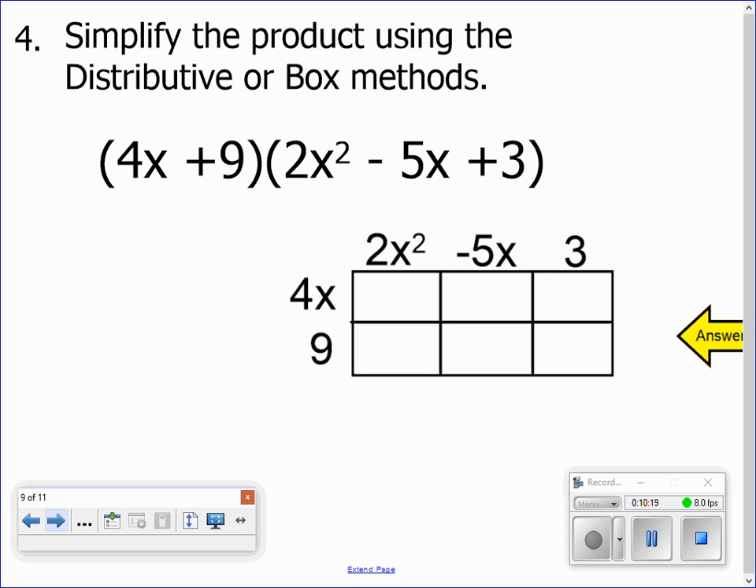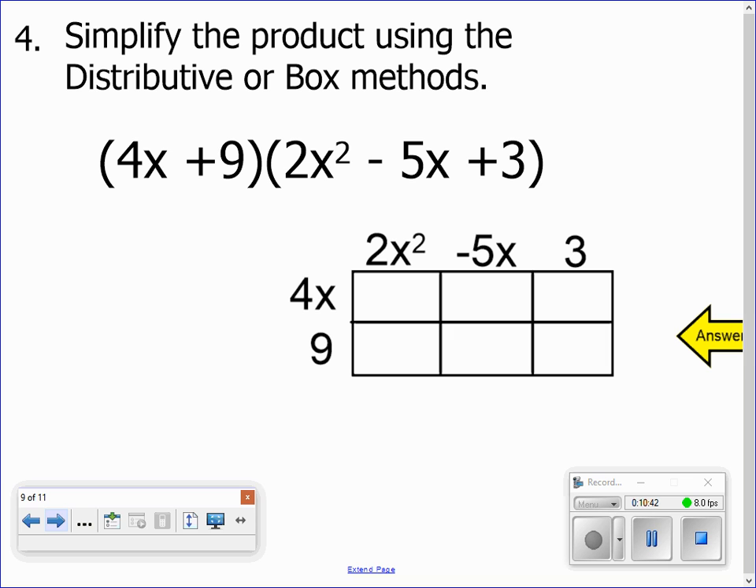When we multiply a binomial to a trinomial, the best method here would either be to do the distributive property, so break up 4x and 9, and do 4 times 2x squared minus 5x plus 3, and then do 9 times 2x squared minus 5x plus 3. But the best method here would just be to use the box method because it keeps everything organized for us, so that's what I'm going to use.